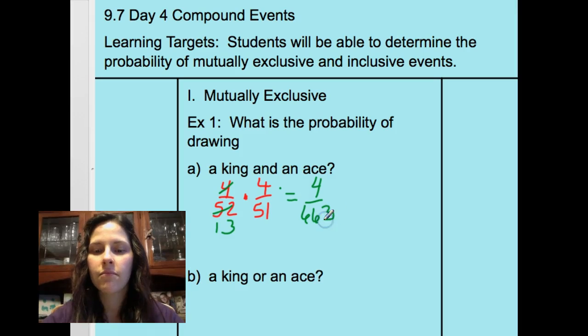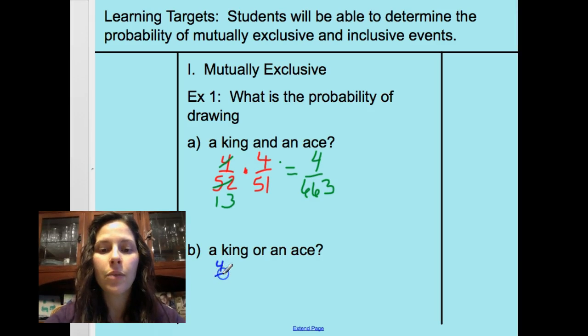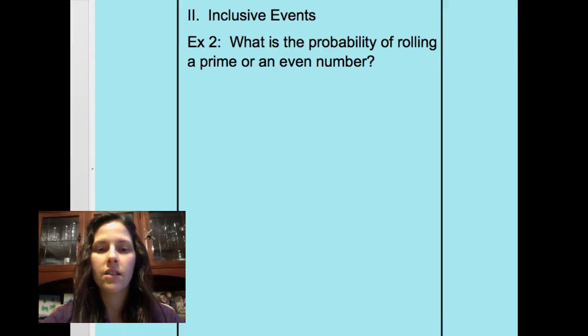663. Now let's take a look at what happens when we're setting up OR probability. What's the probability of getting a king or an ace? Well, on one draw, you can't get a king and an ace. These are mutually exclusive. So we simply add the probability that we get a king to the probability that we get an ace. So this time we're thinking about just drawing one card. What's the probability that one card we draw is a king or an ace? And there's 8 total cards in the deck that would be a king or an ace.